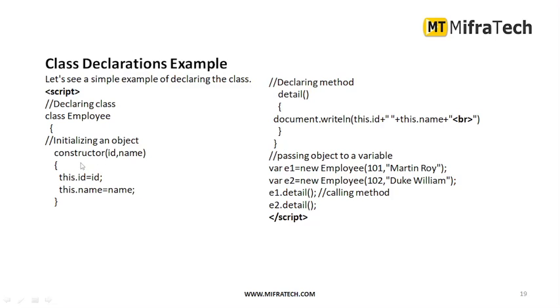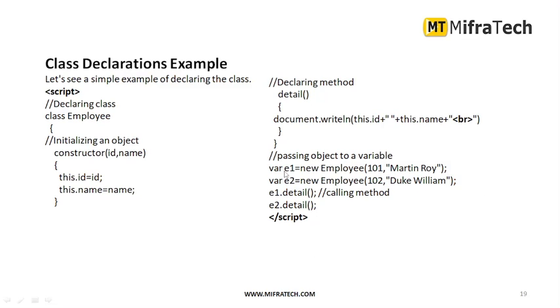Then a constructor has been created. The constructor takes id and name. this.id is equal to id, and the id has been taken. The constructor method has been declared. Then document.write displays this.id and the name, so the id and name are displayed.